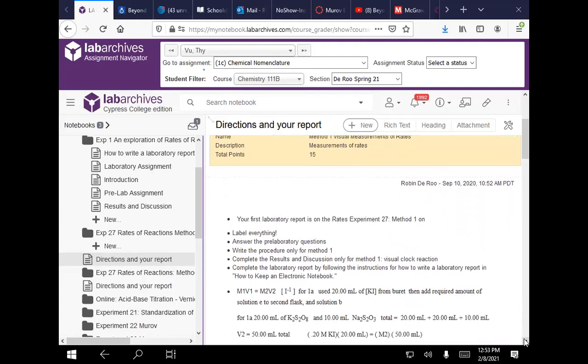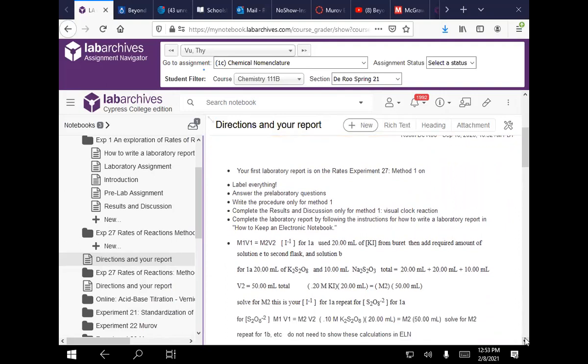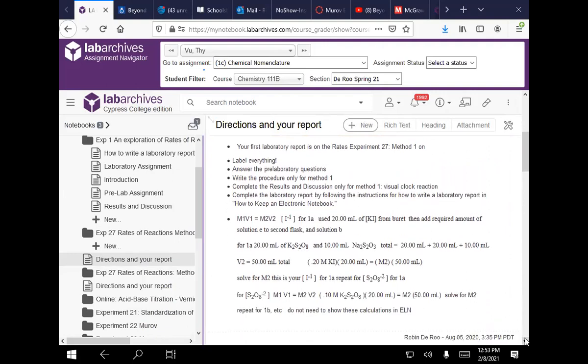So this is to help you. Normally I write all over both whiteboards and leave those up the whole time, but I put some information in here that would be on the whiteboards to help you. This will make more sense when you start working on the data. You get to use your M1V1 equals M2V2, which I know you love to use. And you don't have to show all these calculations in your electronic laboratory notebook.